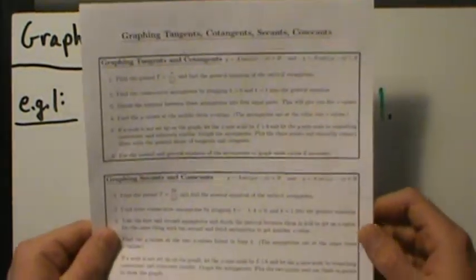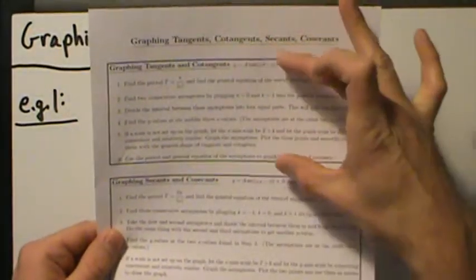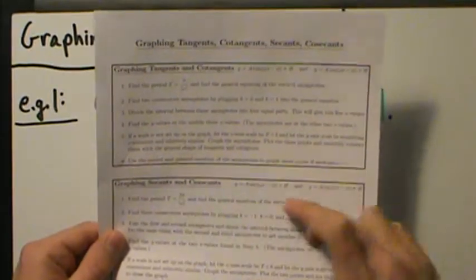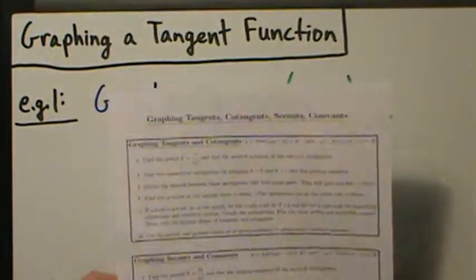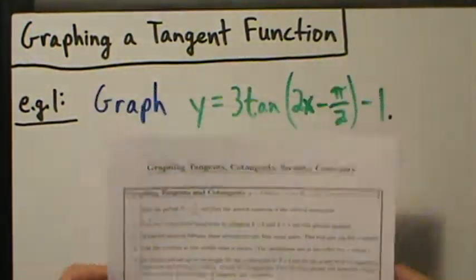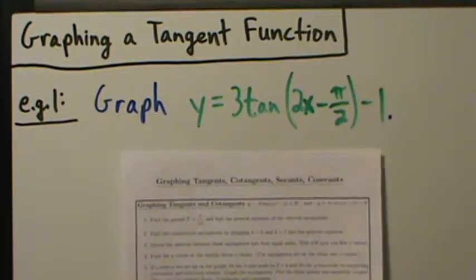So here on this set of steps, this first box is for tangents and cotangents. This other box is for secants and cosecants, so we're not going to focus on it yet. That will be for a separate video. Here we're just going to look at the top box. So let's jump right in.